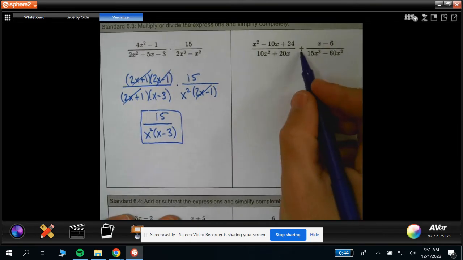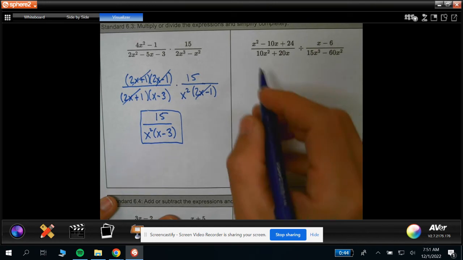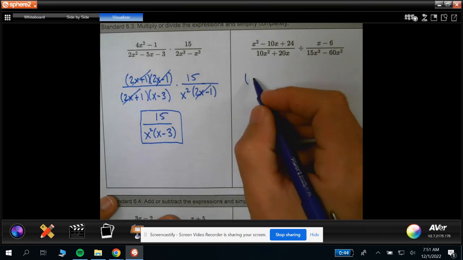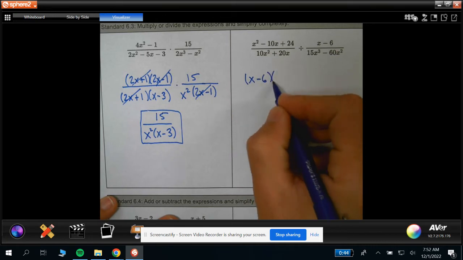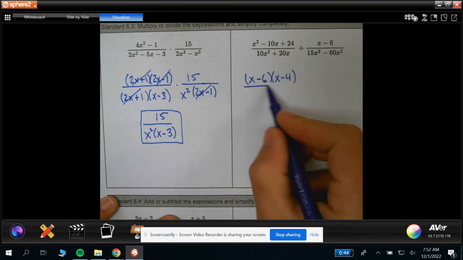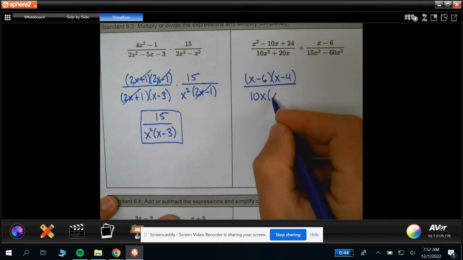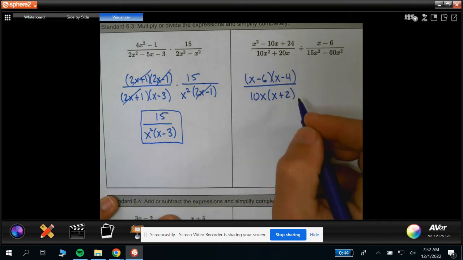Second one. This time it's divide. Be careful. This one's multiply. The second one is divide. Be careful. With division, what do we got to do? First, we factor. Factor, factor, factor. Always be factoring. Top one simplifies to x minus 6 times x minus 4. On the bottom, greatest common factor, 10x squared plus 20x. Your greatest common factor is 10x. So that would be x plus 2.